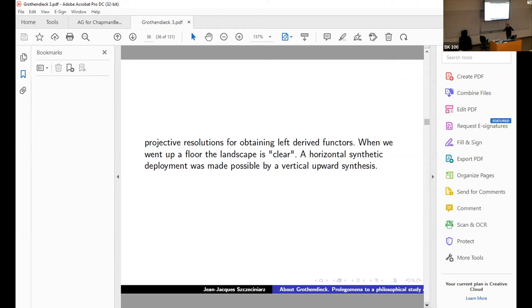And this movement is an abstract movement, like in Platonism. In Platonism, you had the vertical movement and then the horizontal deployment. That's it, in Platonic thought, the participation.